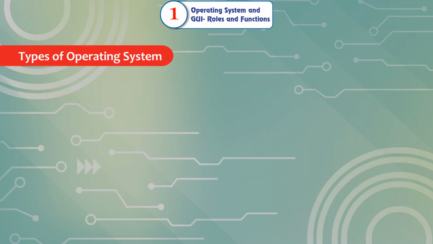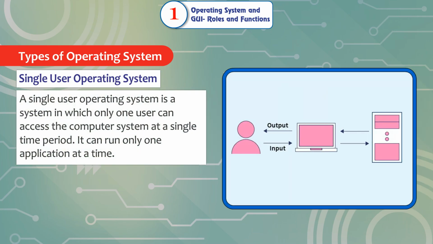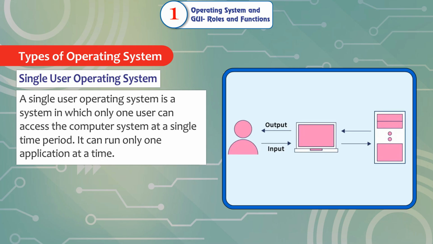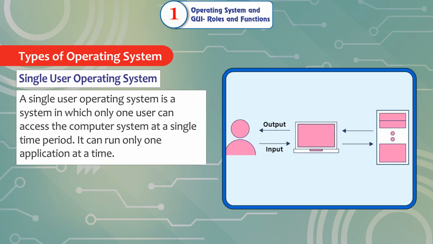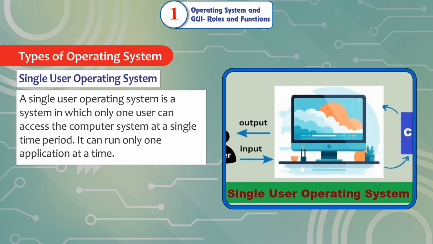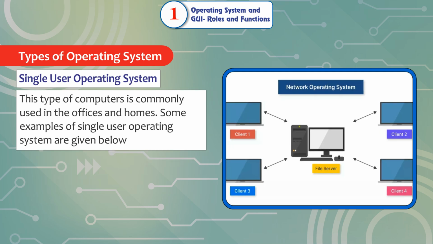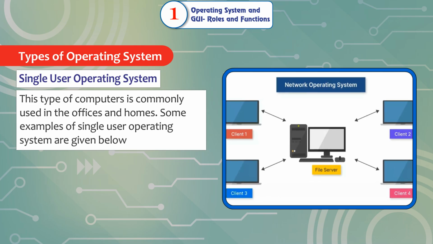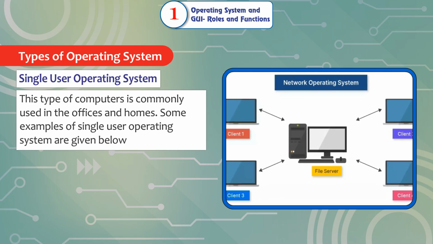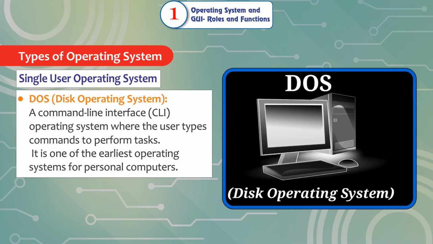Types of operating system. Single-user operating system. A single-user operating system is a system in which only one user can access the computer system at a single time period. It can run only one application at a time. This type of computer is commonly used in offices and homes. Some examples of single-user operating system are given below.